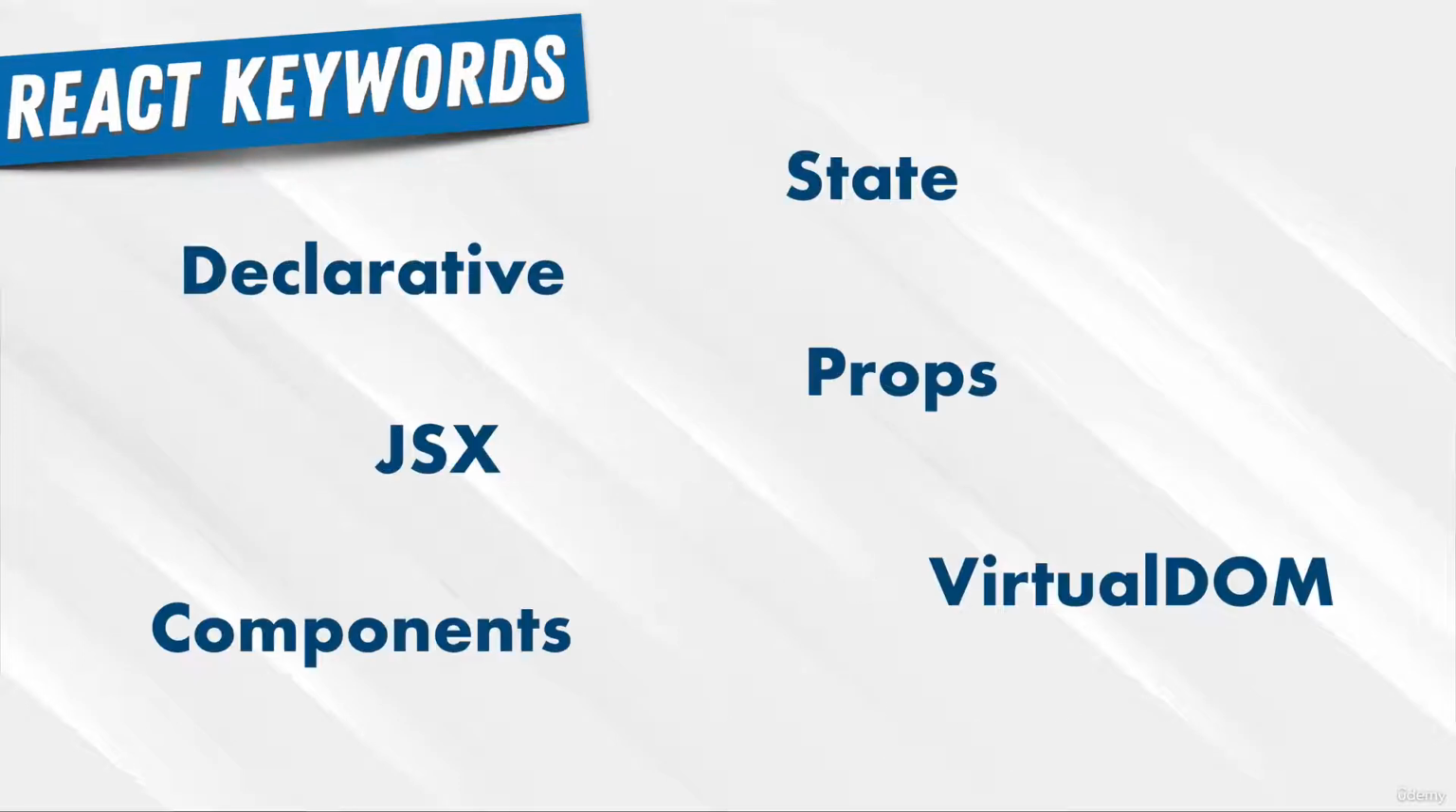And the beauty is that although we haven't written any code, you've now learned a little bit about some of the keywords that we'll encounter throughout this course. And don't worry, you're not supposed to get them 100% just now, because all of these things are something that we need to practice, code, and build projects with to really understand them. But now when you hear the words like declarative, JSX, component, state, props, virtual DOM, you'll at least have an idea of what it is.